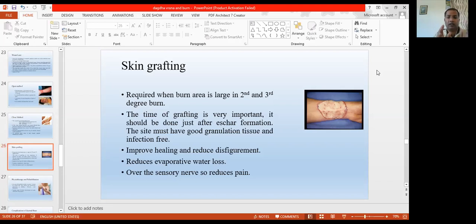So when you cover the skin, the benefit of the grafting is that when a raw wound is there and the skin is not there, in the process of healing the wound gets contracted. But once the skin is there, contraction does not happen. So the post burn contracture which forms in the burn patient can be avoided by skin grafting.